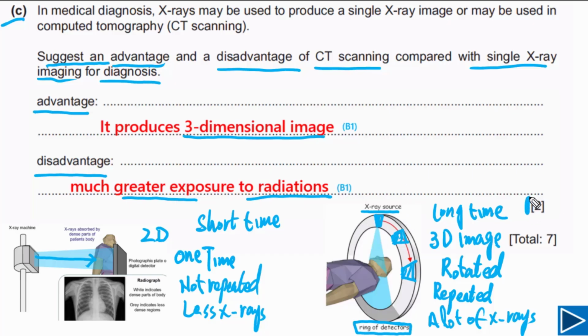And this question has 2 marks. The first mark you will get if you have mentioned it produces three-dimensional image. And if you have mentioned longer time exposure in CT scan, you will get the second mark. And this is also a B mark.